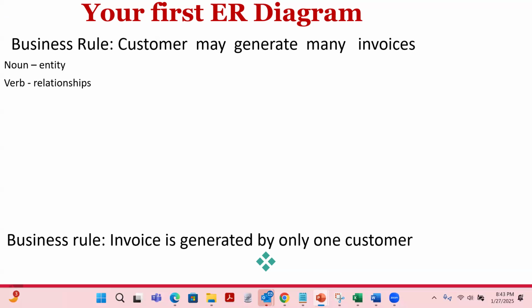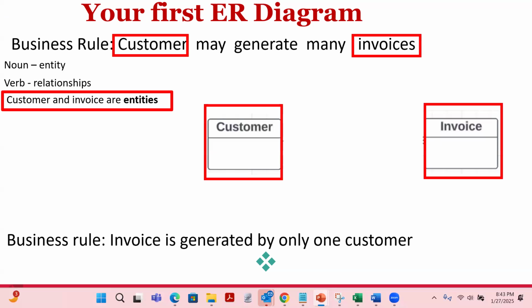Okay, so we have two business rules. We're going to work first with the first one in detail, and then we're going to add the second one. So, customer may generate invoices. We know that nouns represent entities and verbs represent relationships. So we're going to start with entities. We have two nouns here, customers and invoices. So customer and invoice are entities. We're going to draw our rectangles for entities, and then we're going to start looking for verbs.